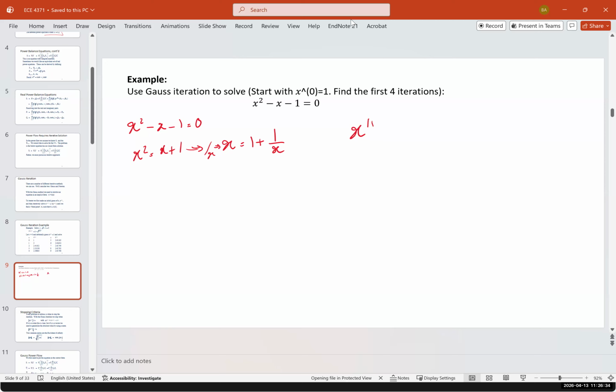Now we would start at the x0 iteration, which is going to be equal to 1 as mentioned here, and we would find the first 4 iterations. So x of v plus 1 is going to be equal to 1 plus 1 over x of v. Now starting at the first iteration, x of 1 would be equal to 1 plus 1 over x to the power of 0, which is going to be what? 1. So it's going to be 1 plus 1, it's going to be 2.